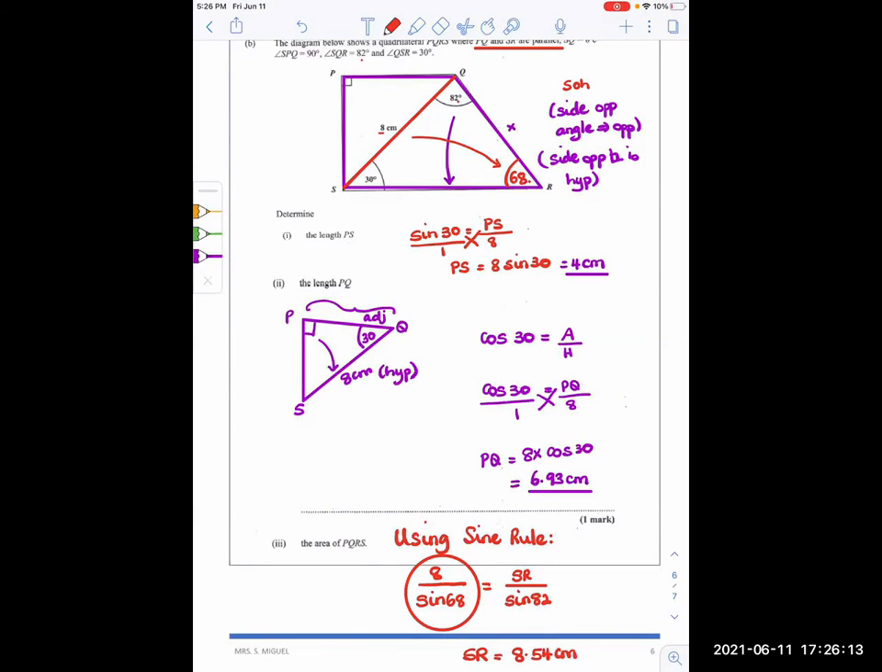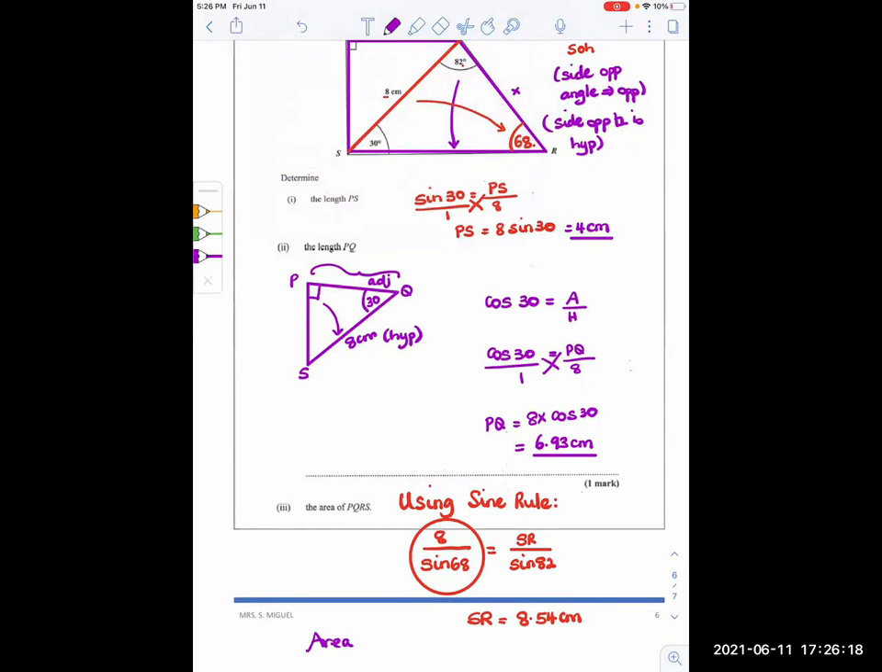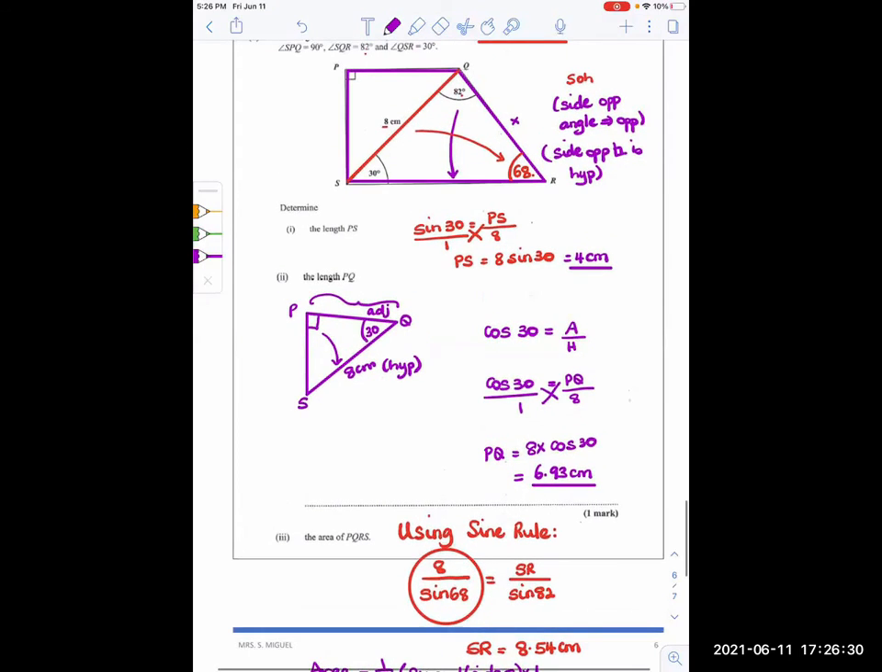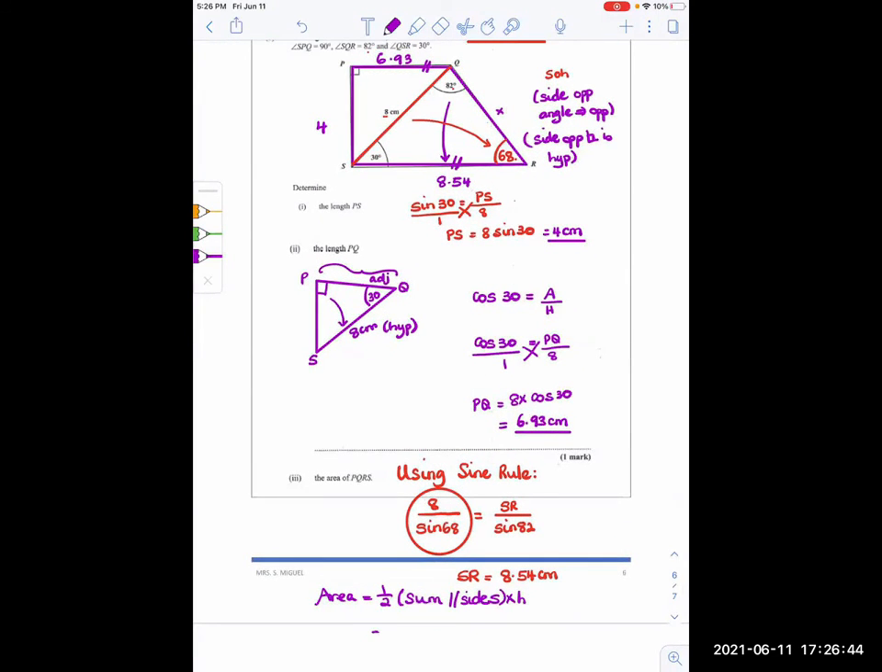So the last part is to find the area now. So the area is a half the sum of the parallel sides multiplied by the height. So this side here, we worked out to be 6.93, and this is parallel to this side. This is 8.54, and this is 4. So work out for me the area. A half of 6.93 plus 8.54 multiplied by 4.